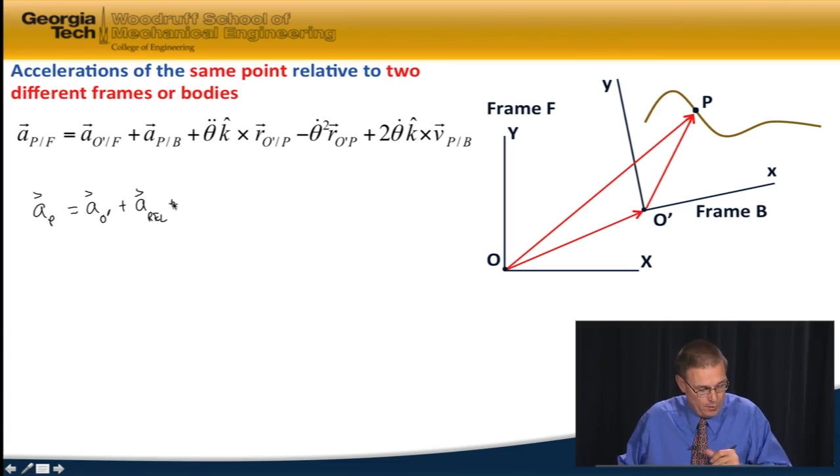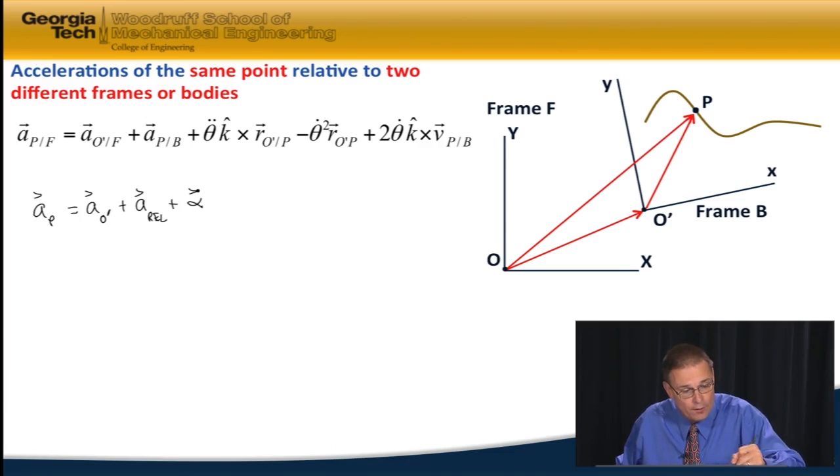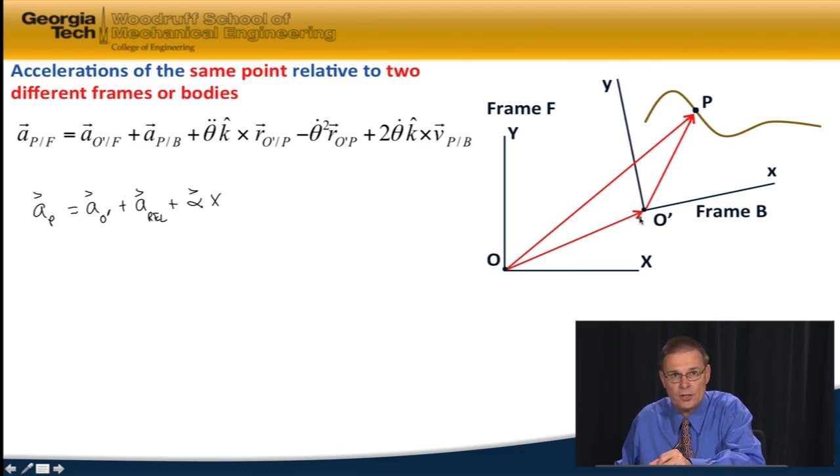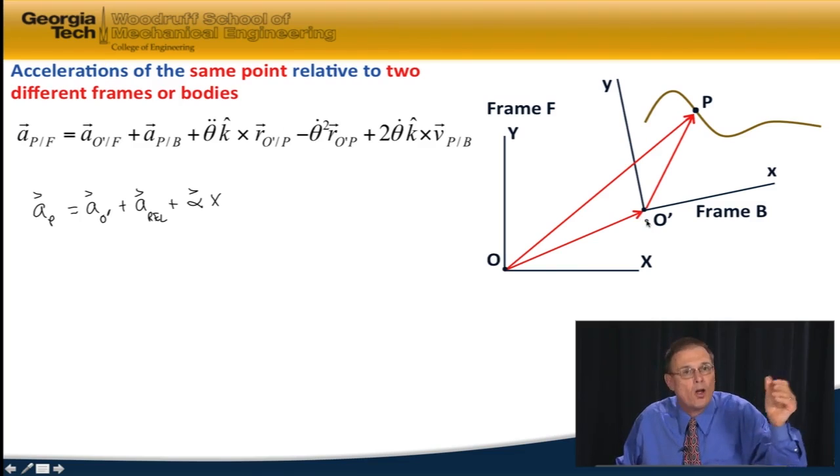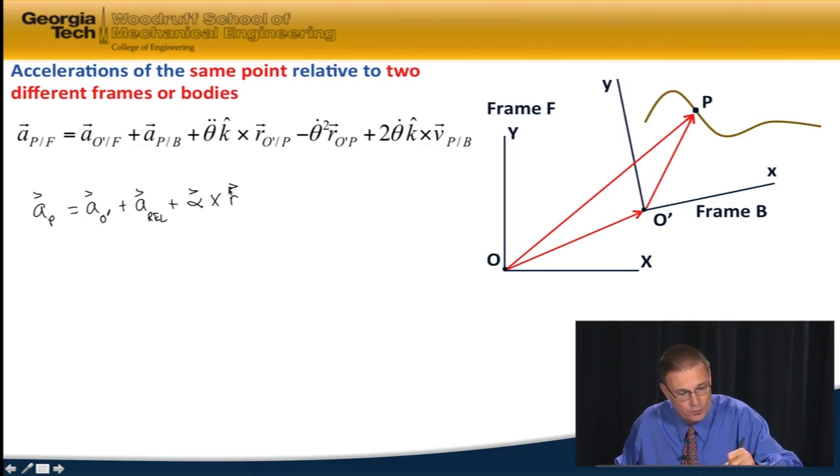Plus now we've got theta double dot K, the angular acceleration, second derivative of angular displacement, so we'll call that alpha crossed with, and my vector r is expressed in the moving frame, and so I'm just going to call it r for shorthand. And that becomes our tangential acceleration term that we've seen before.